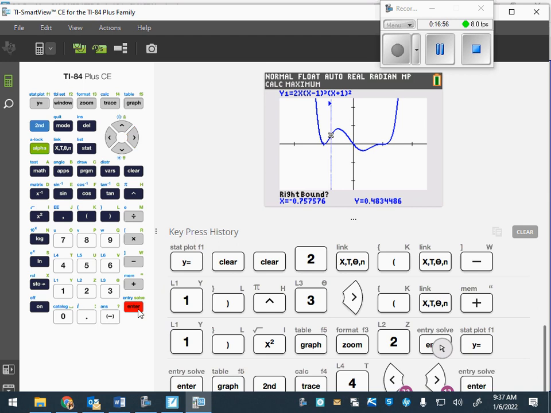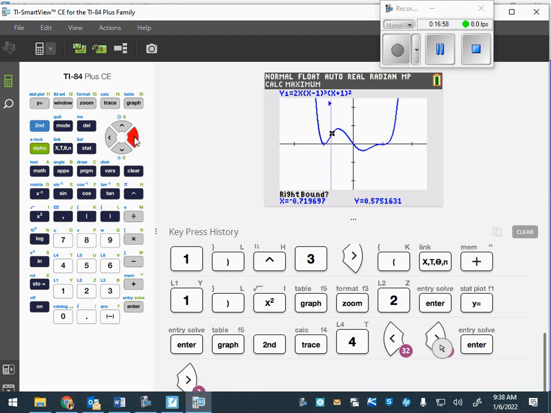Okay, I'm going to hit enter when it says left bound. Move my cursor to the right of the curve, hit enter. Then it says guess. Okay, so my maximum, jot it down because I will forget: -0.5 and 0.4. So that's our maximum.